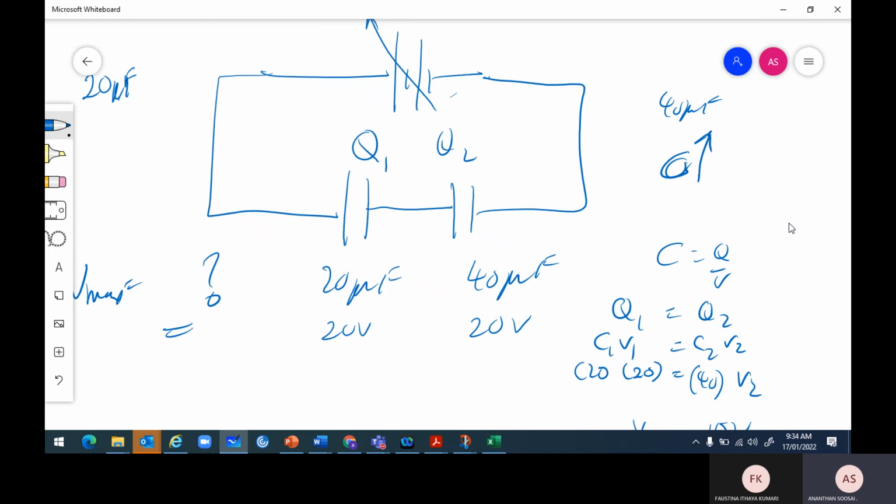So what is the Vmax you can apply? 30 volt. Put 30, both work safely. Put 30.1, the 20 microfarad will explode. The smaller capacitance will explode. The key idea is that the charge is the same. It's also quite a common question.